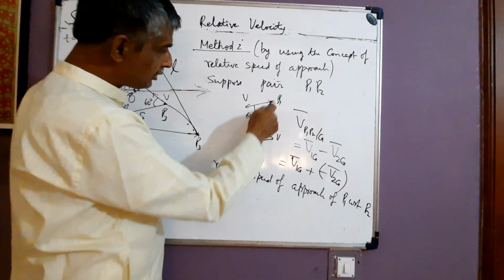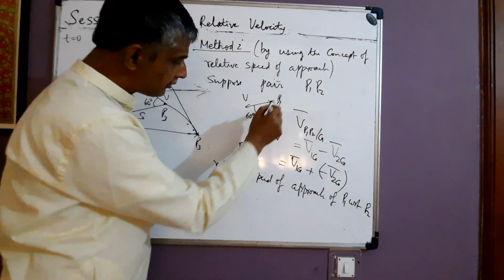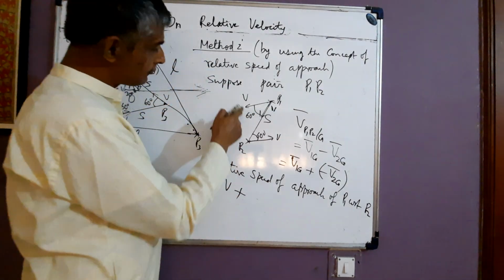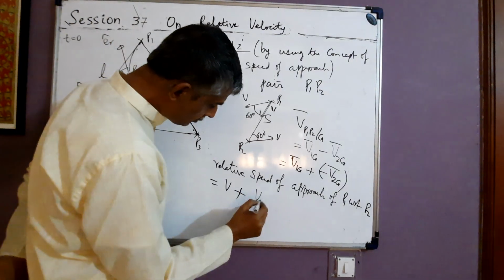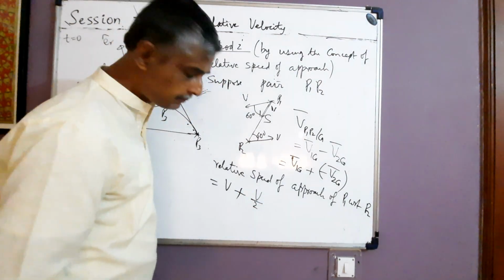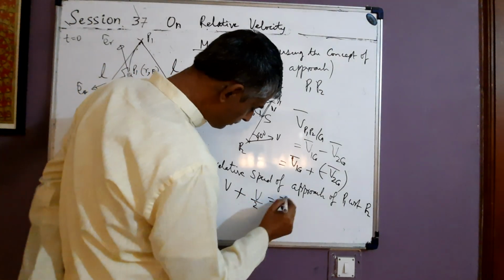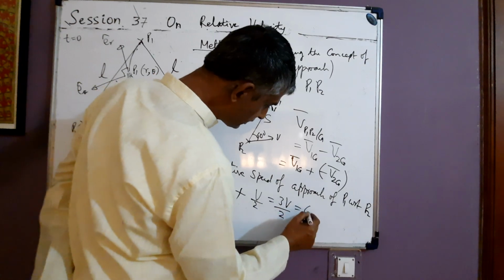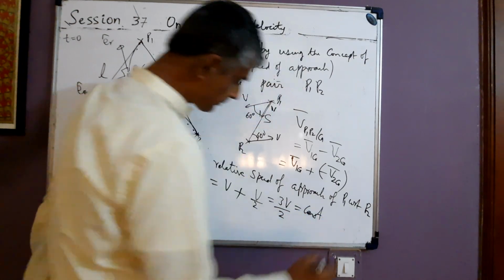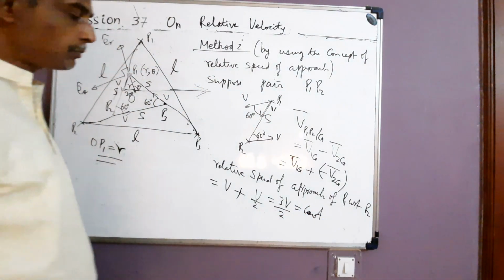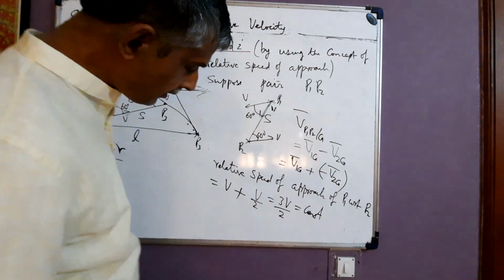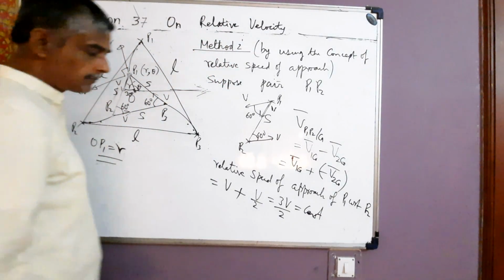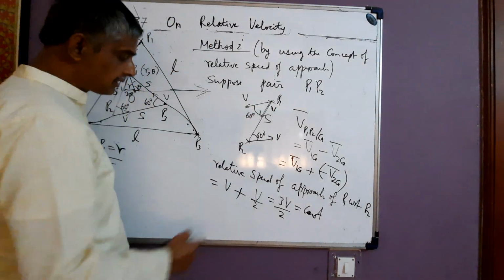That is the component of V along this direction, which is V cos 0 degree, that is V, and the component of the other V along this direction, which is V cos 60 degree in the same direction, V by 2, as cos 60 degree is half. Relative speed of approach is 3V by 2, which is a constant. So relative speed of approach of P1 with respect to P2 is 3V by 2, constant. This means the separation between the 2 points decreases at this rate.